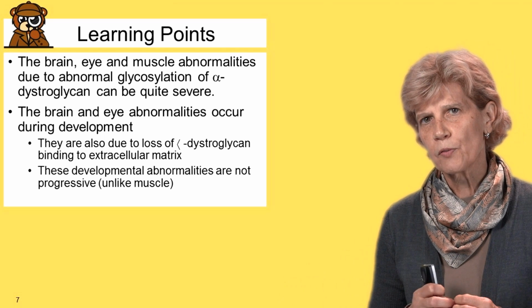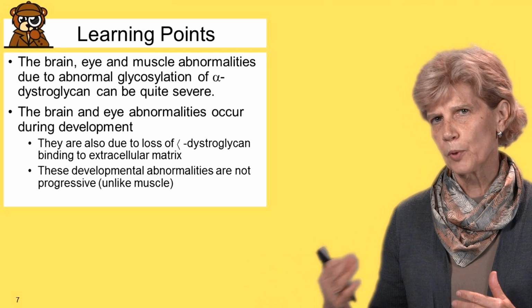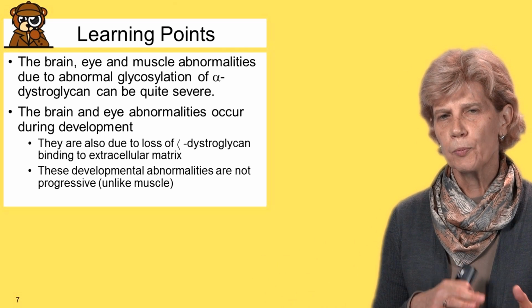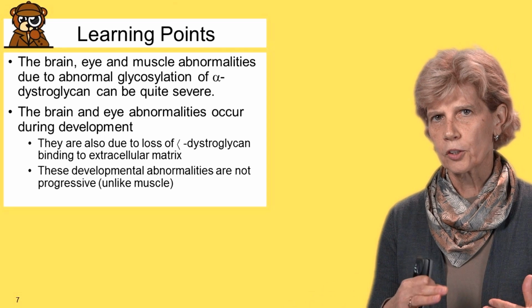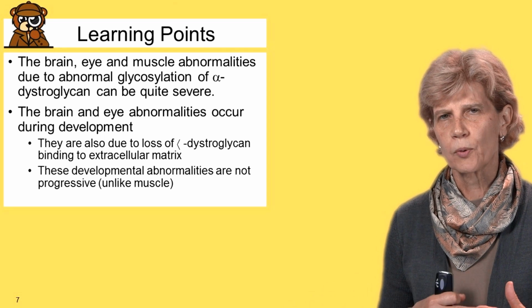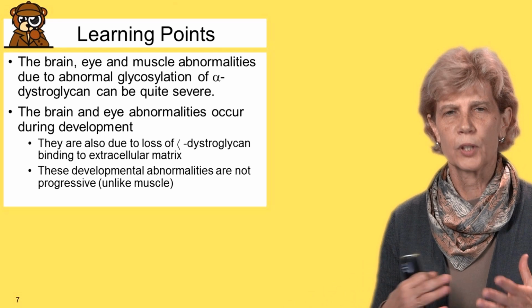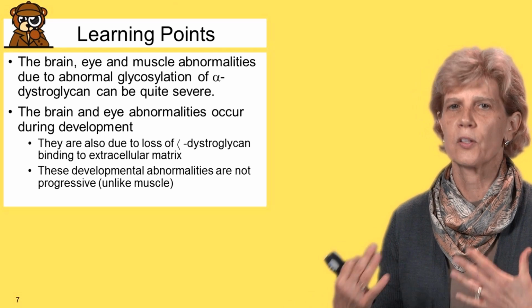So muscular dystrophies are progressive disorders. There's progressive weakness. The brain and the eye abnormalities occur during development, and we have no evidence right now that they are in any way progressive. What you have is what you're born with is what you have.